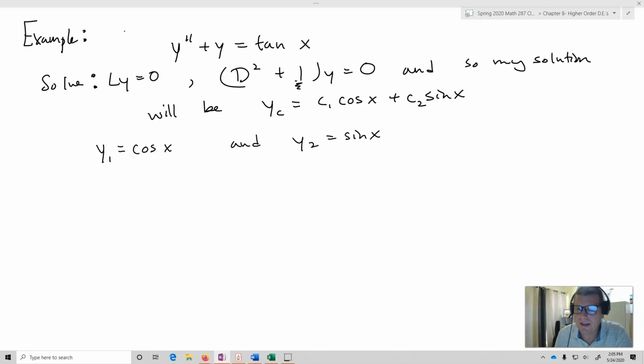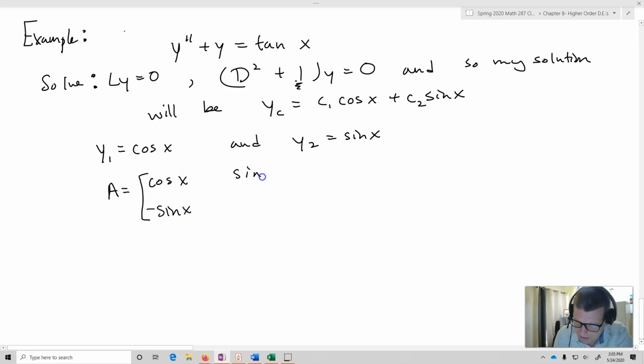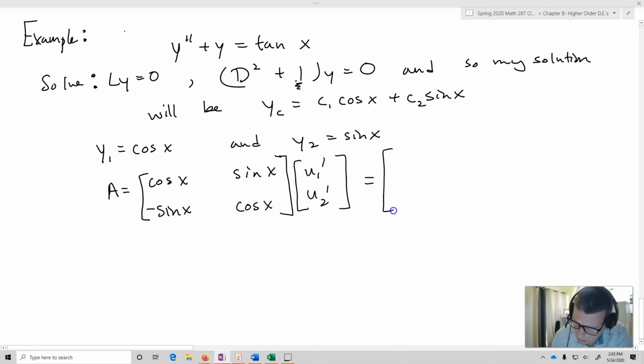Then I'm going to utilize Cramer's rule in order to solve this differential equation. So I'm going to set up A. A equals cosine x, negative sine x, sine x, cosine x, and we're going to multiply that by u1 prime, u2 prime, and that'll equal 0, f of x. Excuse me, not 0 f of x, but 0, tan x, because we know what f of x is. f of x is tan x.